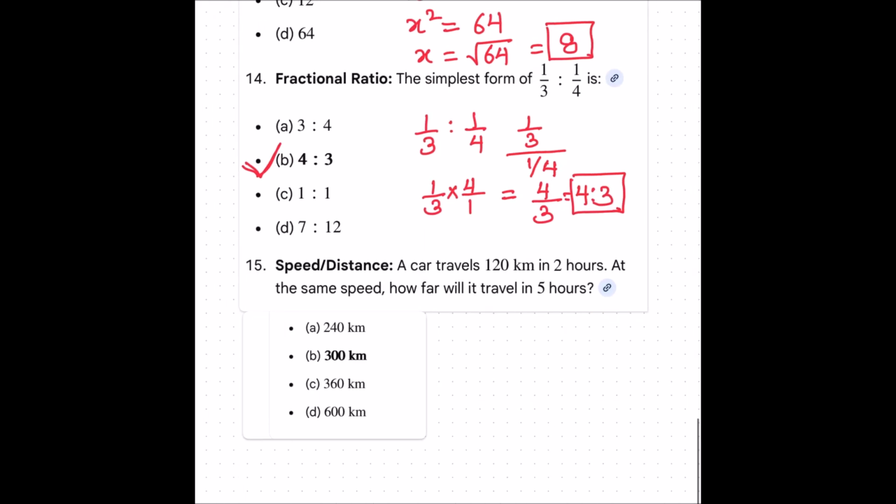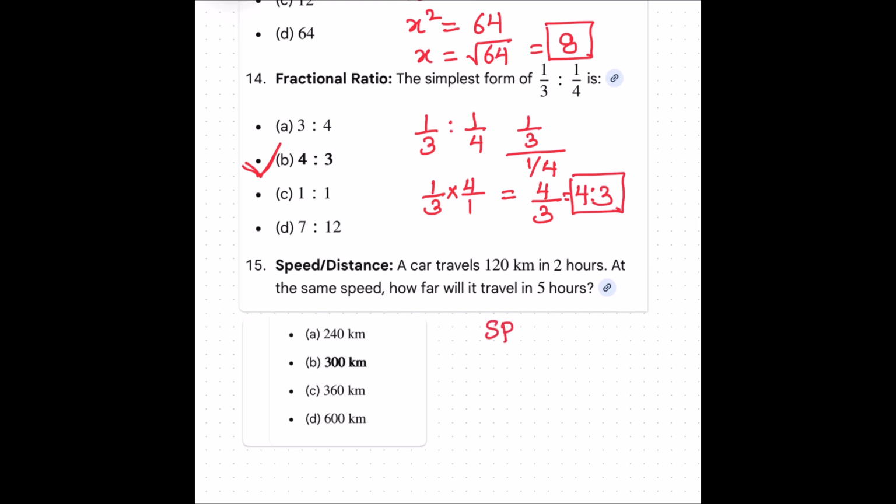So our last question is question 15, which is based on speed and distance. A car travels 120 kilometers in 2 hours. At the same speed, how far will it travel in 5 hours? So this is based on speed and distance. As the speed is same, so speed 1 equals speed 2. Speed is distance upon time. So 120 kilometers divided by 2 equals x, we don't know the distance here, divided by 5.